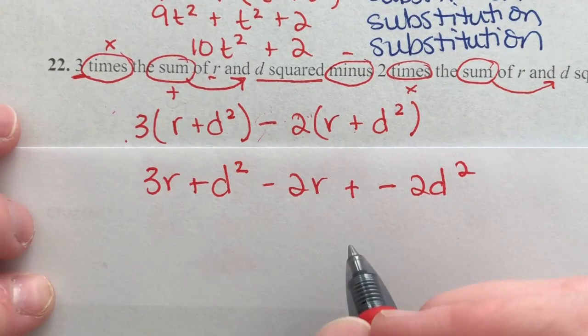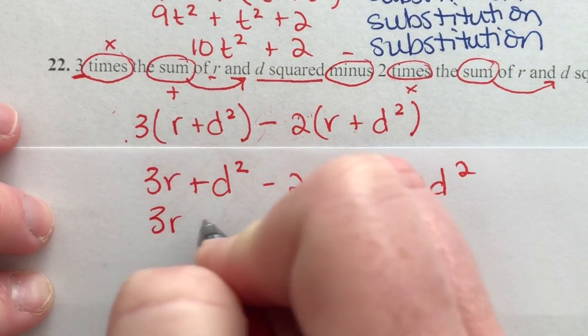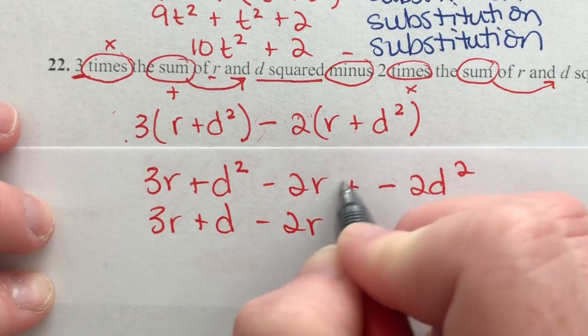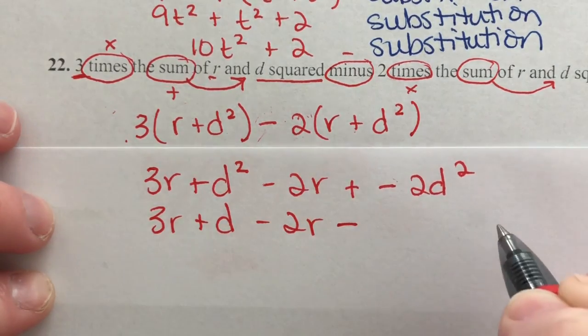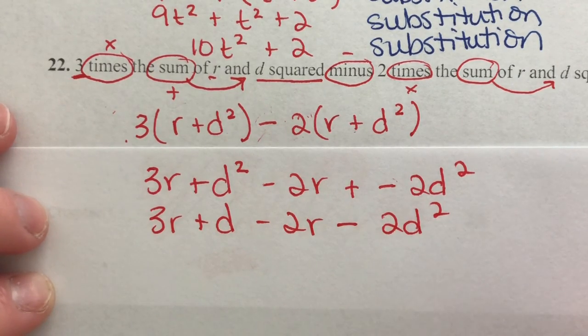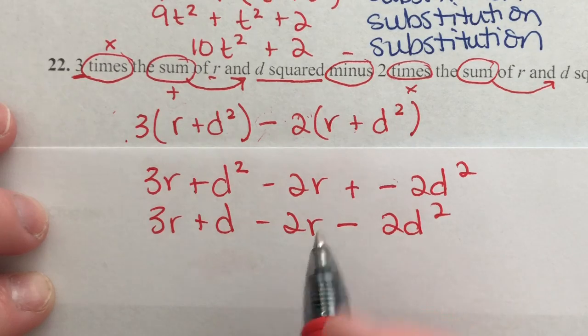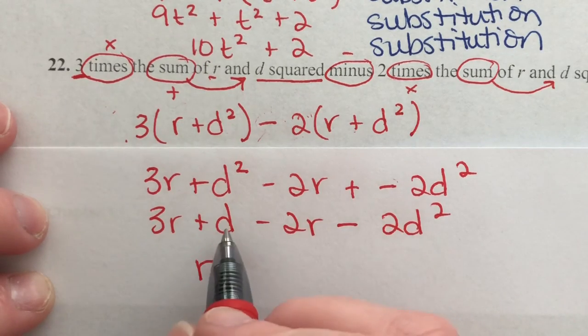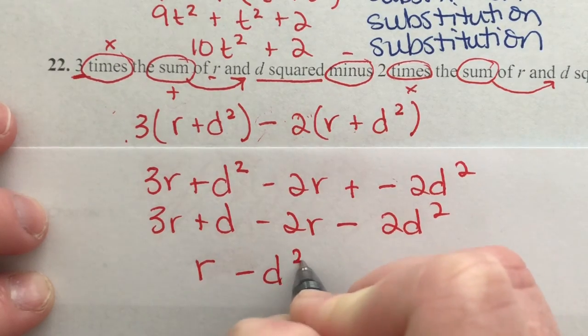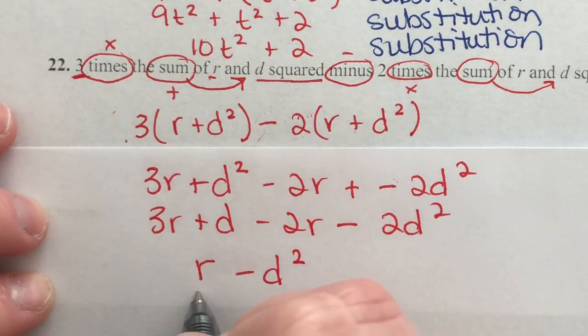So now I can simplify that. 3r plus 3d squared minus 2r. And then I have plus minus, which just simplifies to a minus 2d squared. And now I'm just going to combine my like terms. 3r minus 2r is just r. 3d squared minus 2d squared is just 1d squared. And this would be our answer.